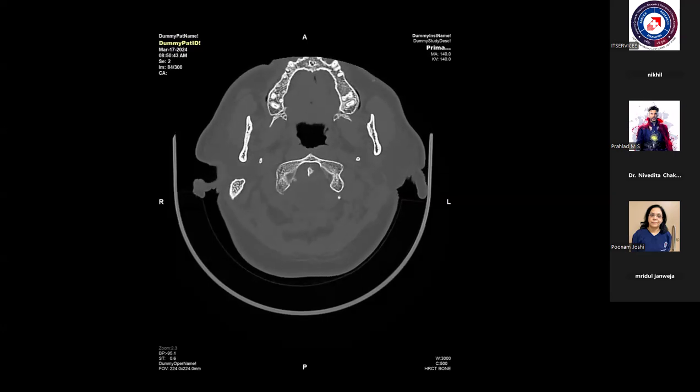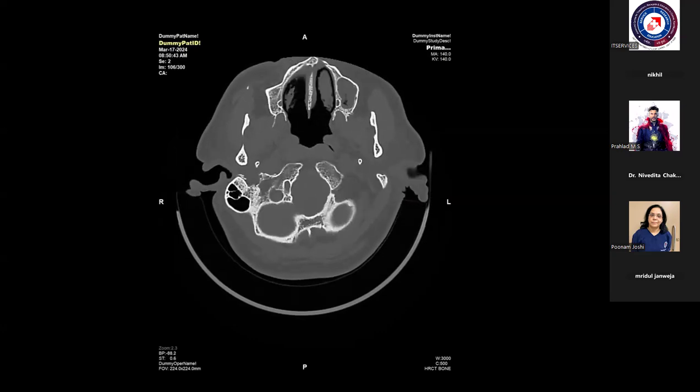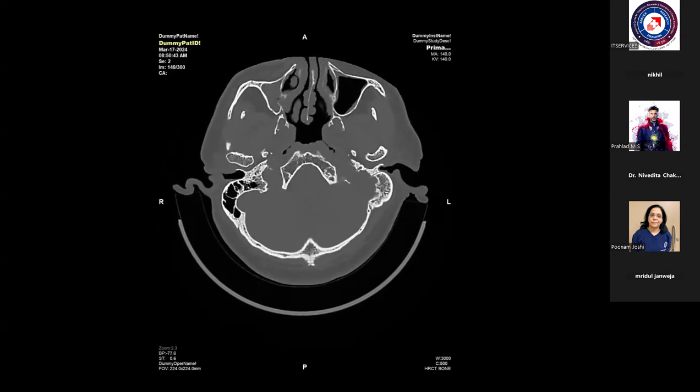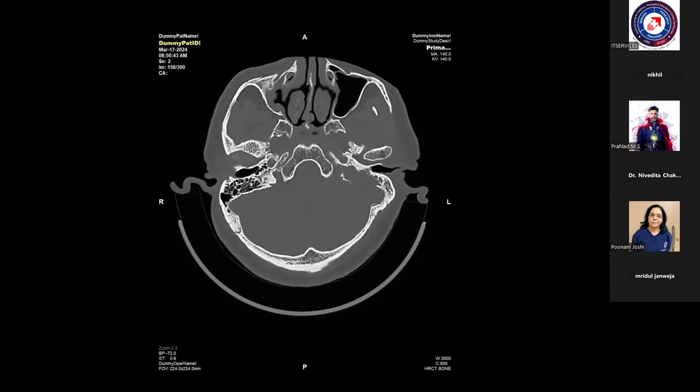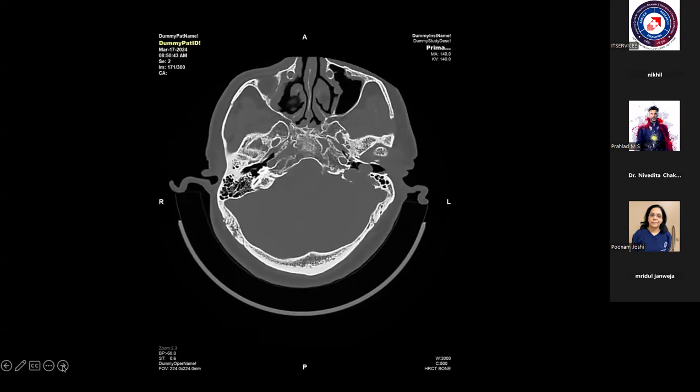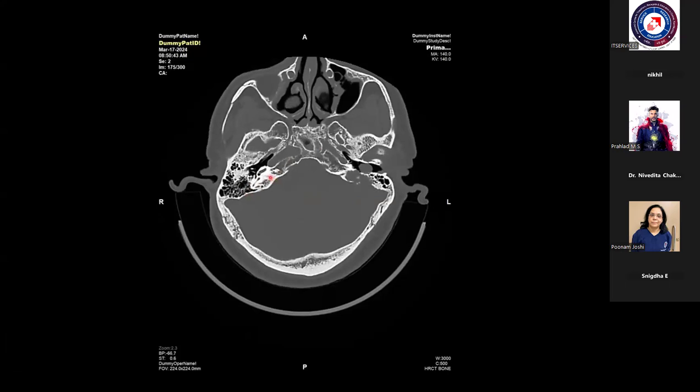With this knowledge, let's have a look at a series of images. Now I am showing you images. This is a CT scan axial view from inferior to superior. We'll talk about the facial nerve at the end. Now just have a look at the first structure that we come across while we go from inferior to superior. This structure which you see is the posterior semicircular canal.